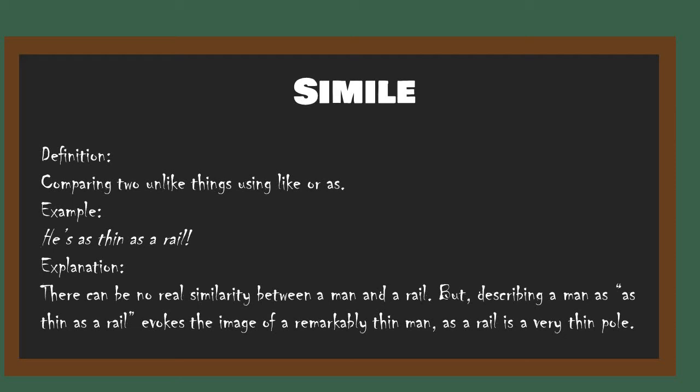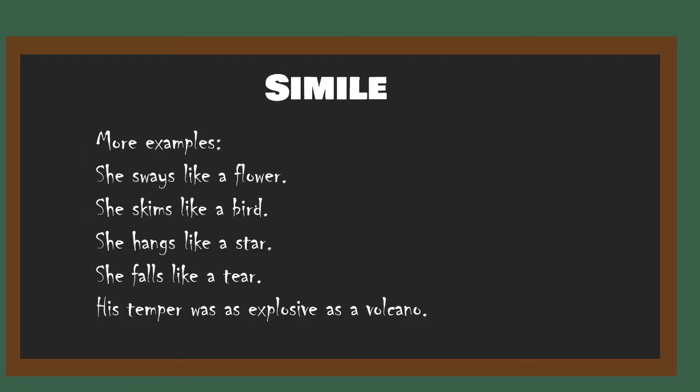So, that's it. Now, here are some more examples of simile. She sways like a flower. Obviously, she isn't a flower, but then she sways like it. She moves like it. She skims like a bird. She hangs like a star. She falls like a tear. And one more, his temper was as explosive as a volcano. So, in the 4 examples, we use the word like, and in the 5th one, we used as. So, you know how in simile, we use the word like and as to compare.